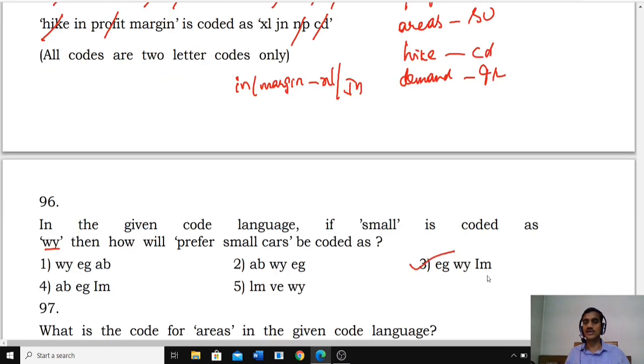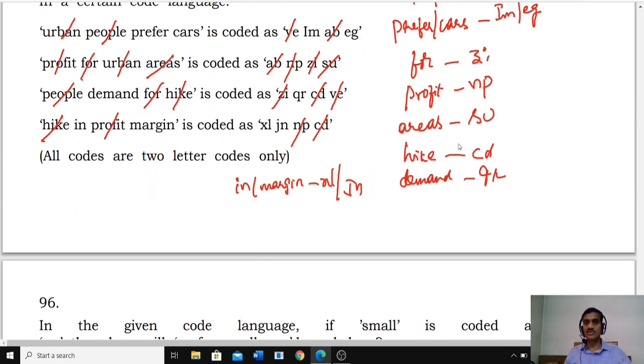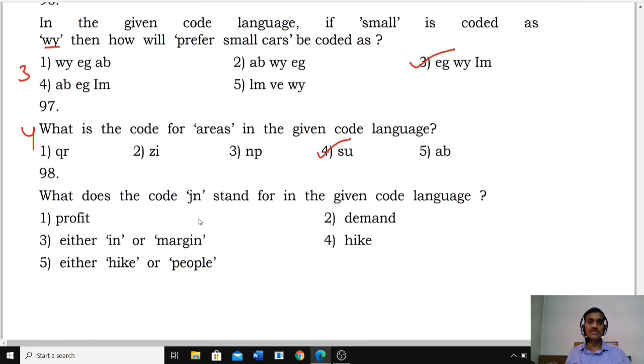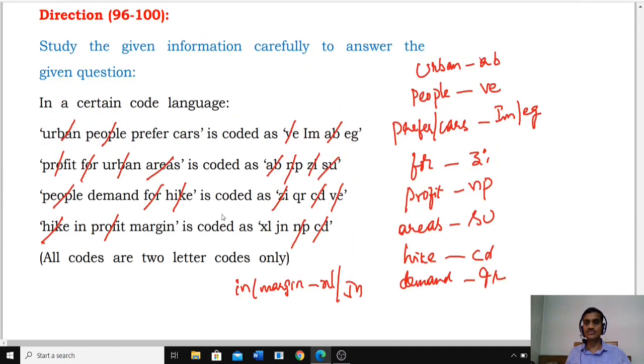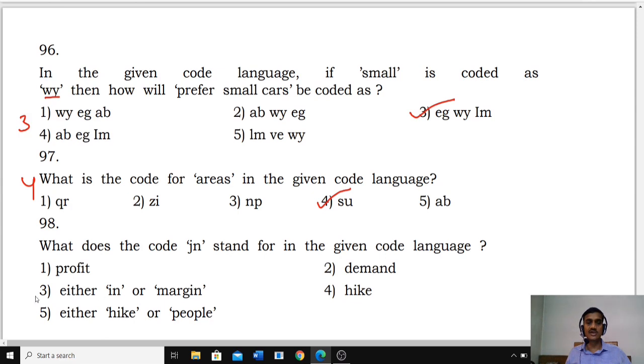96, in any order. Again, the codes need not necessarily be in the same order. What is the code for areas? Tell me what is the code. SU. SU is the code to the word areas, that is choice 4. 98. What does the code JN stand for? The code JN stands for either in or margin. In or margin, choice 3.